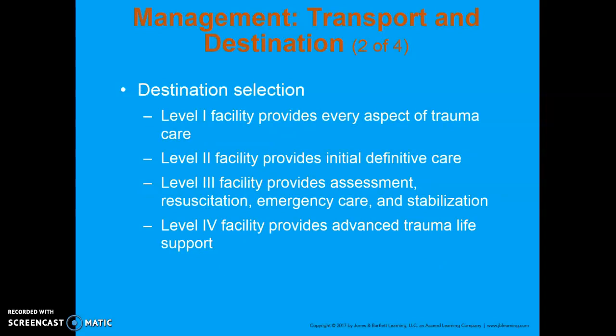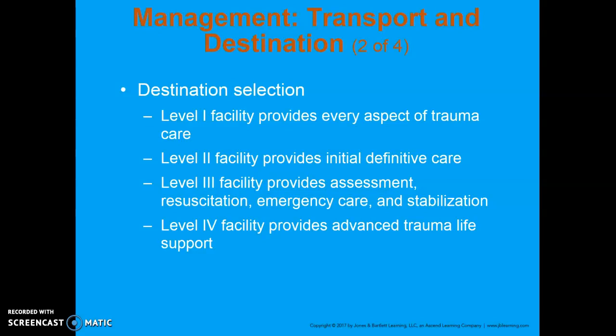Destination selection around here, you don't have a whole lot of choice. We have 2 level 2 facilities in Avera and Sanford, and then critical access hospitals elsewhere. Each one is categorized because of what resources they have. Your level 1 facility is normally large cities, provides every single aspect of trauma care, and most of them are university-based teaching hospitals. Your level 2, less populated areas, but does provide that initial definitive care.